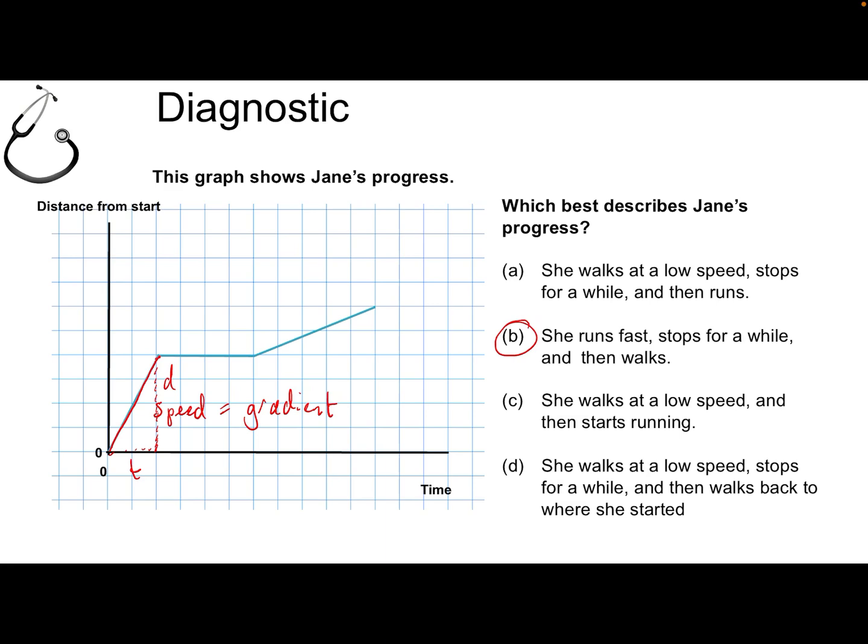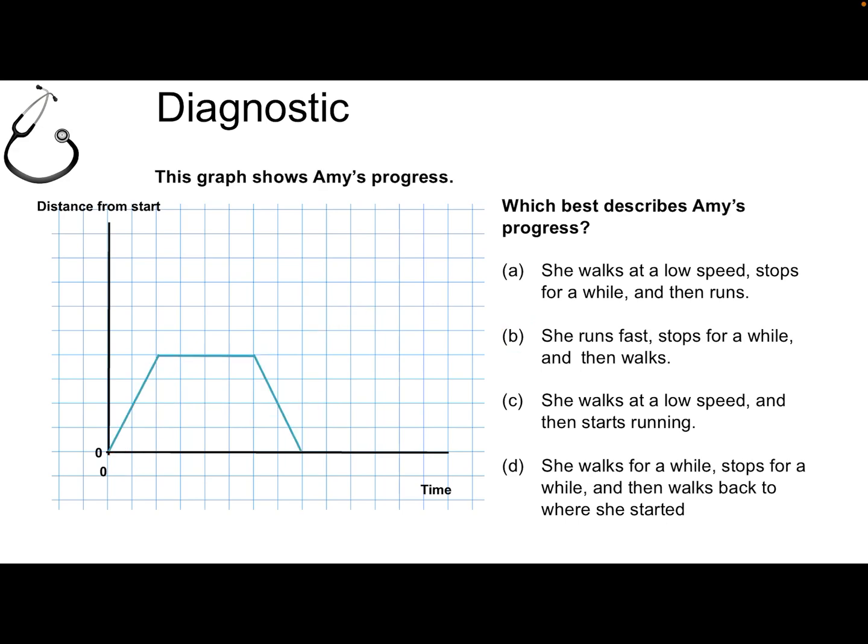So she runs fast, then she stops, obviously gets tired, needs to catch her breath, and then she begins to walk because the gradient is less, so the speed is less. Okay? What about this one? What's happening in this journey?